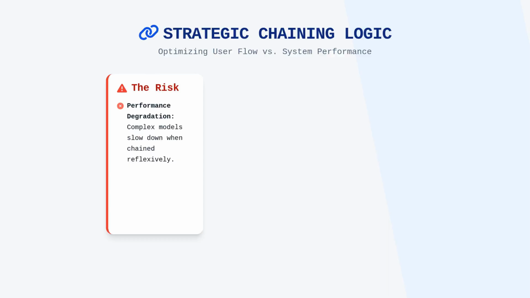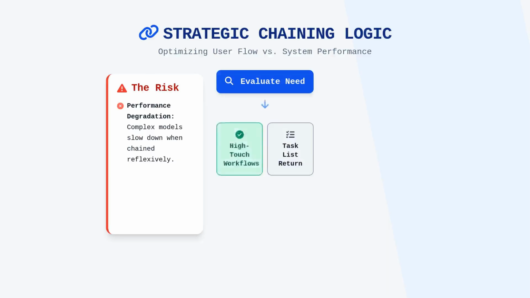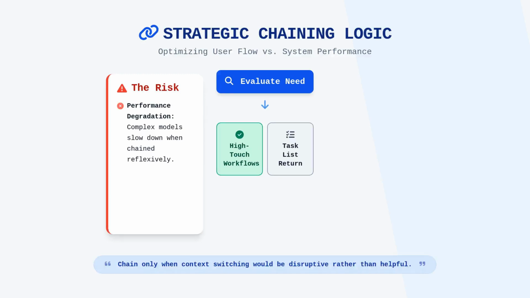Always consider whether a user actually needs to complete 3 concurrent forms in one sitting, or if it is functionally acceptable to allow them to revisit their task list. Think of chaining as a specialized tool for tight, high-touch workflows where context switching would be disruptive rather than helpful.